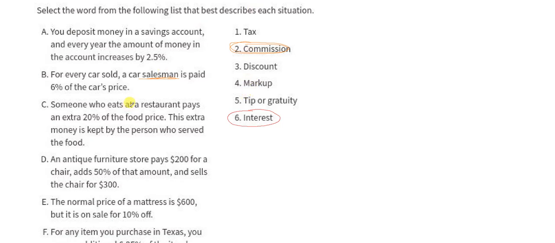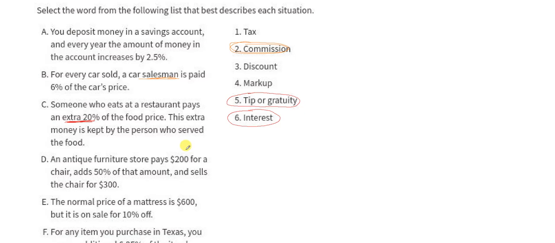Alright, next one. Someone who eats at a restaurant pays an extra 20% of the food price. This extra money is kept by the person who served the food. You are giving that server a tip. Okay? Extra percentage added on. That is a gratuity, a tip. That's what we call tip. Alright, let's go to letter D.